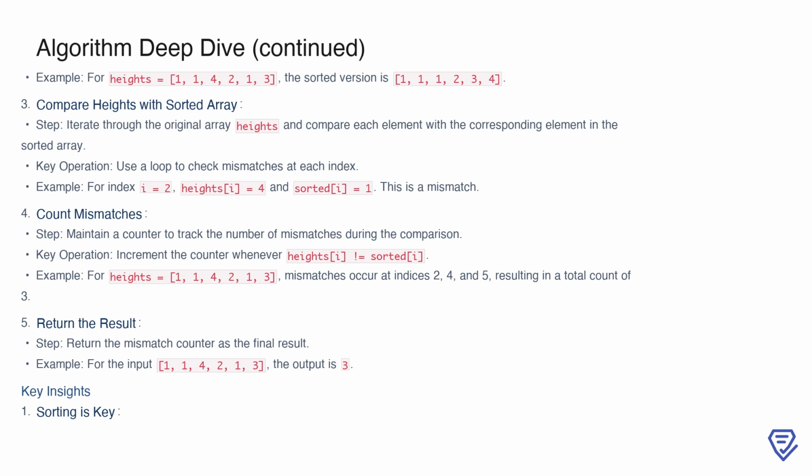As we iterate through each index, we check if the current element in heights matches the corresponding element in the sorted array. For instance, at index 2, the original value is 4, but the sorted value is 1, indicating a mismatch. To keep track of such mismatches, we maintain a counter that increments whenever we find a discrepancy. For this example, mismatches occur at indices 2, 4, and 5, giving a total of 3 mismatches. Finally, we return this count as the result, which in this case is 3.